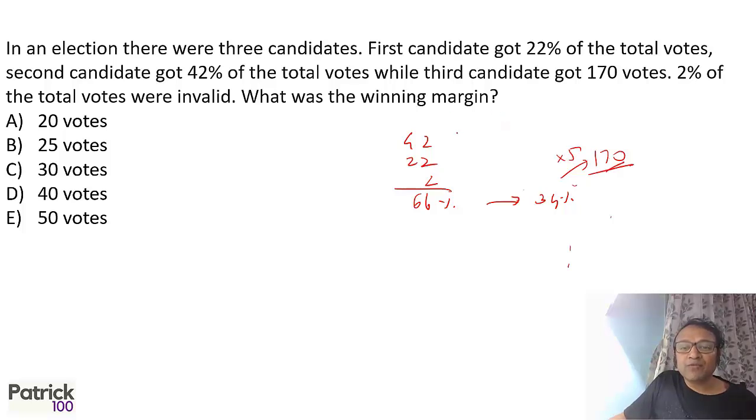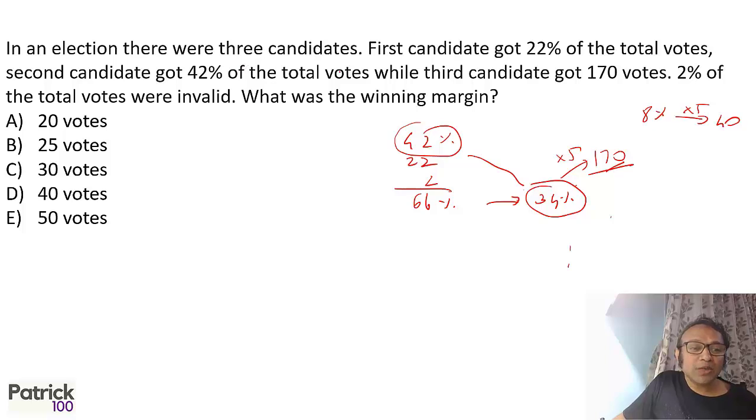Now, what is the winning margin? Winning margin is 42% minus 34%. The first candidate got 42, second candidate got 34. The difference is 8%. So 8% will be 8% into 5, which will be 40. So cross multiplication is a good trick to solve things fast. If you can cross multiply and solve, that could help. So here basically put the percentages down. You will realize that first person 42, second person 34. 34 is 170. Difference is 8%. So 8% will become 40. Right?